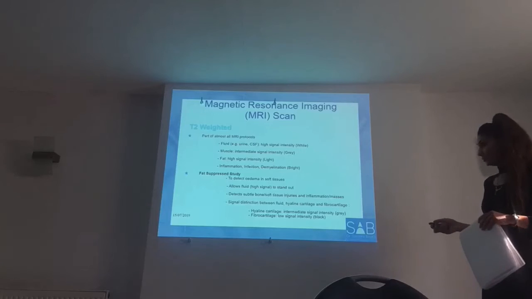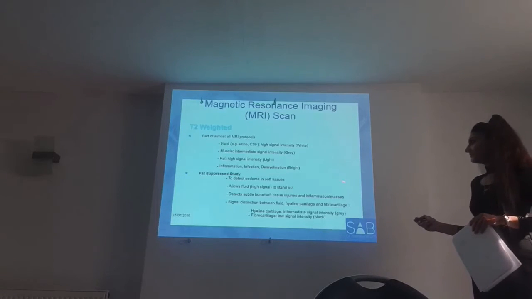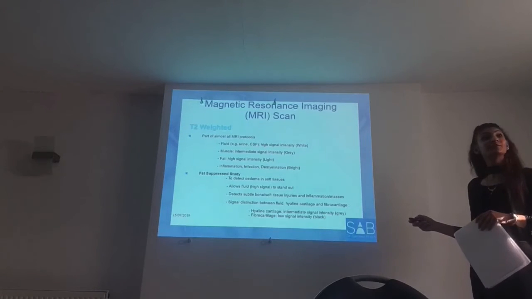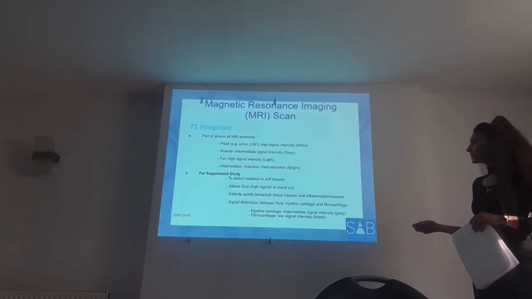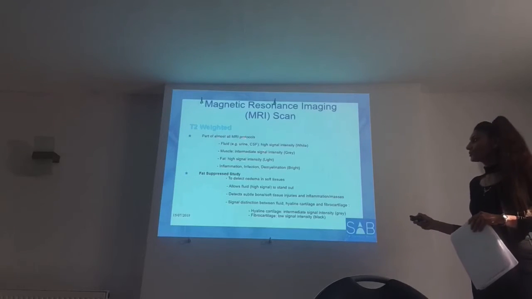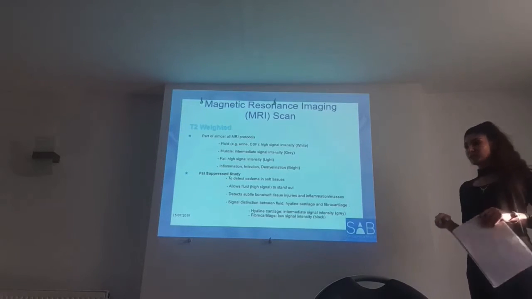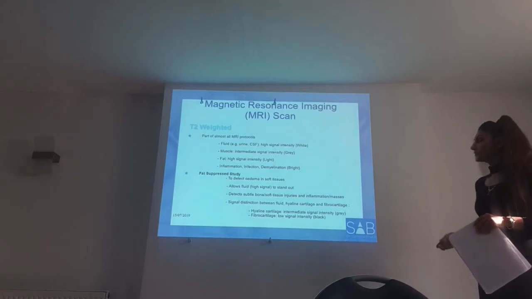So T2. Do you remember what T1 was for fluid? It was black. Yeah, so it's the opposite. Muscle, as you can see, stays the same, and then the fat is light, and the inflammation is bright, whereas the T1 was dark. So just the opposite of T1. Just so you can tell, even without having to look at what the sequence is, you can tell the difference by looking at the different structures.